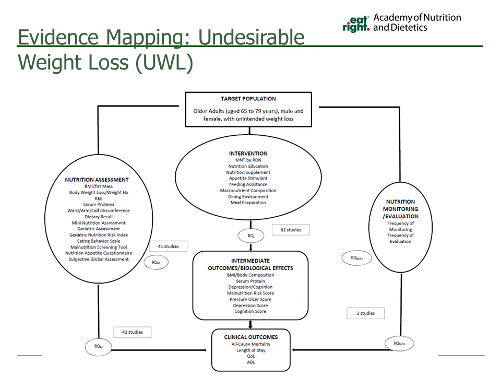And so this is an example of evidence mapping. Evidence mapping goes a little bit beyond scoping in that it tells you how much evidence, how many studies are between each of the points. So if you take a look at this figure, they put the target population at the top. The topic was undesirable weight loss. So the target might be older adults, both male and female, with unintended weight loss. Then you can see the intervention.